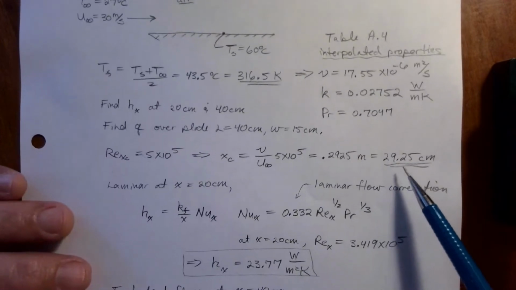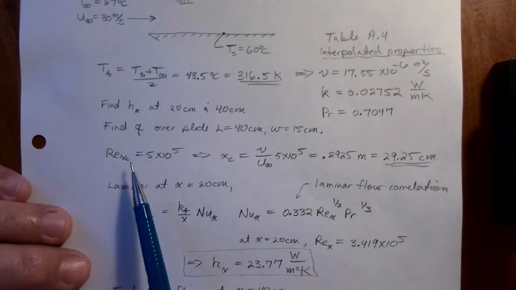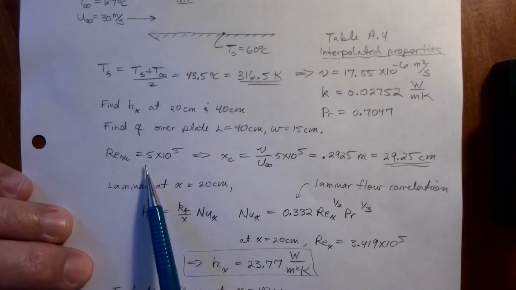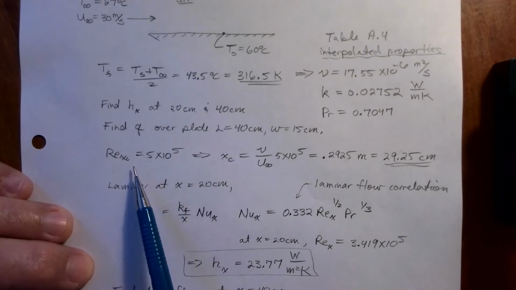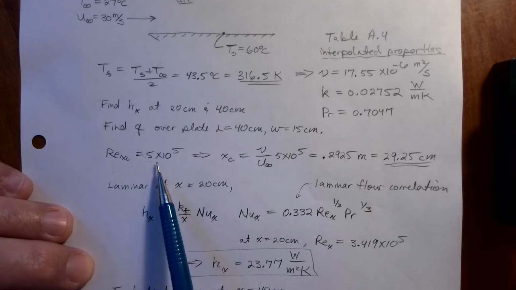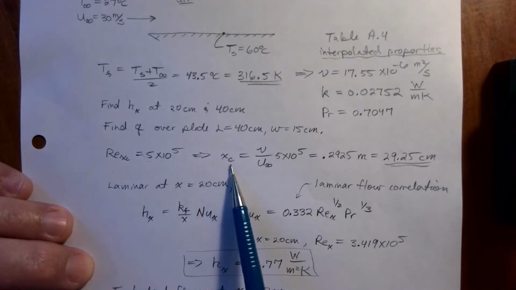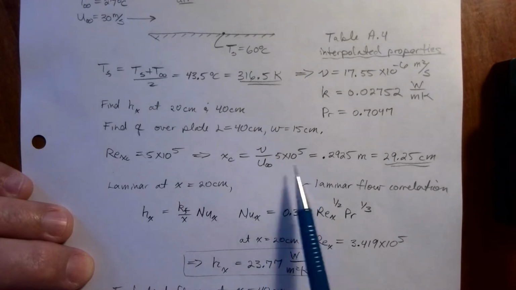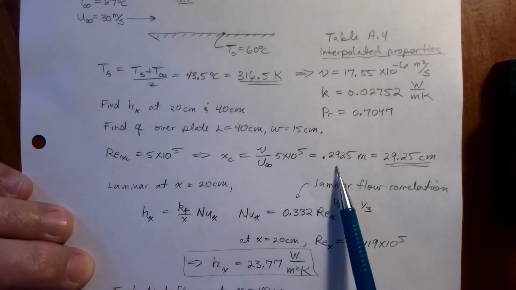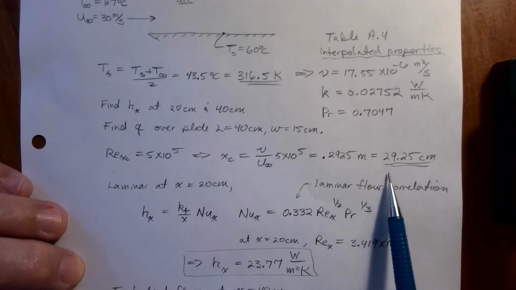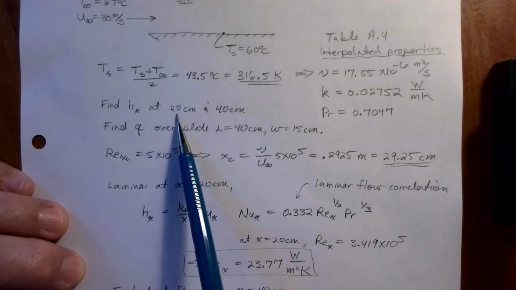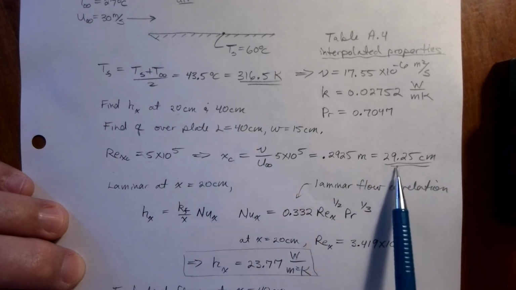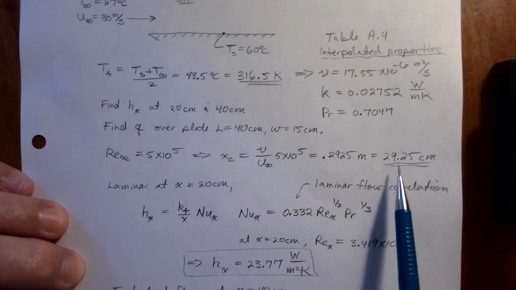Then the next question is, where does the plate transition from laminar flow to turbulent? So let's calculate the critical distance. The critical Reynolds number is 5 times 10 to the 5th, so solve for x_c: nu over U times 5 times 10 to the 5th. Substitute in numbers, being careful with units: 0.29 meters, or 29 centimeters from the leading edge. So in the first case, 20 centimeters from the leading edge, we're in the laminar region. At 40, it'll be beyond this, so it'll be in the turbulent region.